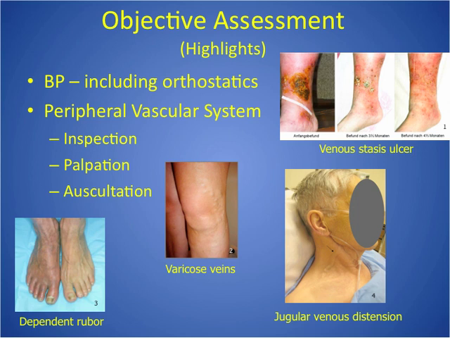Dependent rubor, that picture down in the lower left corner is dependent rubor, where one extremity may be a different color than the other, and when it's hanging down, it's got this dark color. Nail bed clubbing, remember talking about that with respiratory, where the nail beds are not even, and that comes from chronic low blood oxygen.